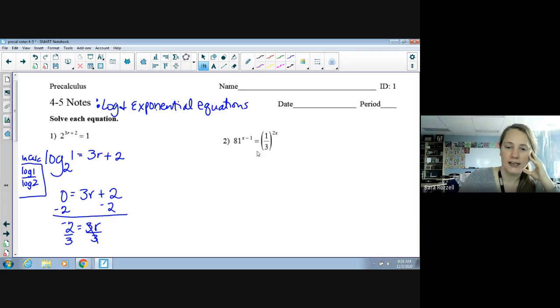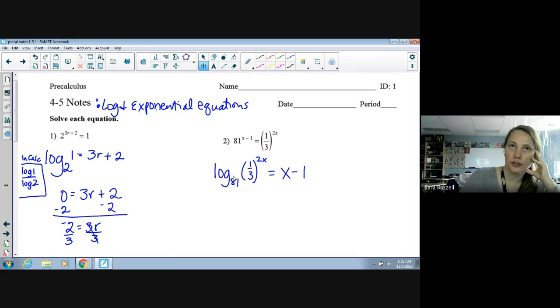So I'm going to do it the exact same way I did here. I've got log, my base is 81, of, this is all of the stuff I'm going to have to write over here, 1/3 to the 2x, and that's going to equal what my power was. So I can double check and make sure it loops around. 81 to the x minus 1 equals 1/3 to the 2x. That's what it looked like. Okay.